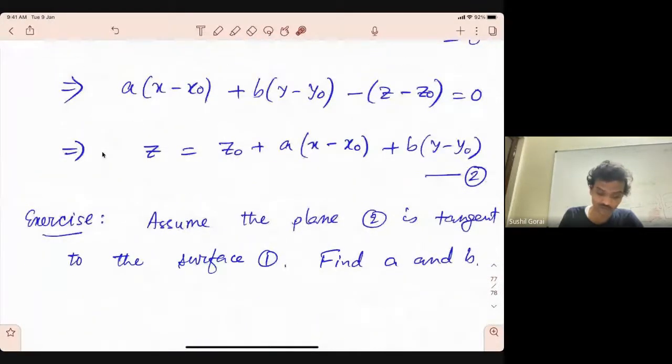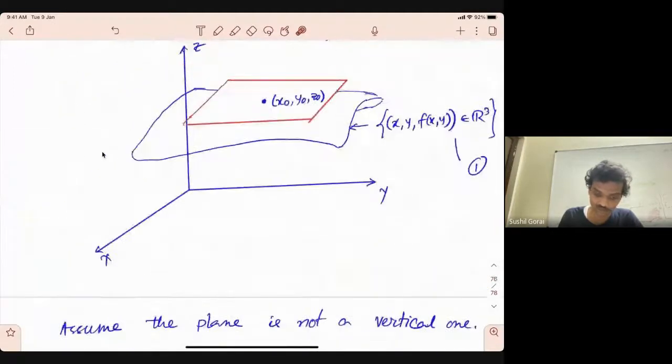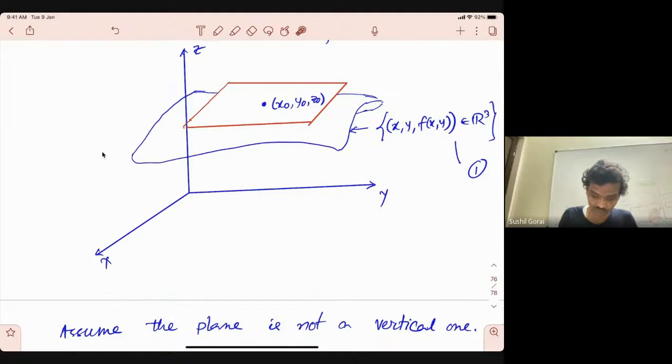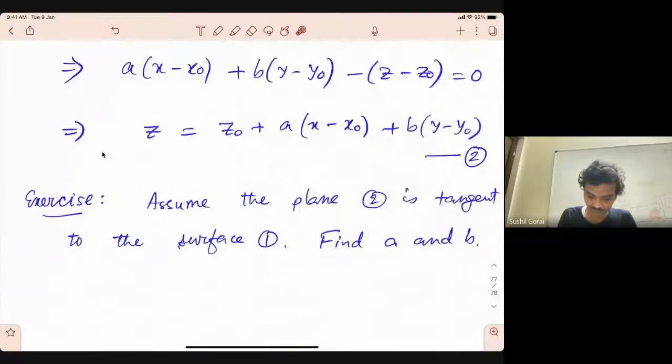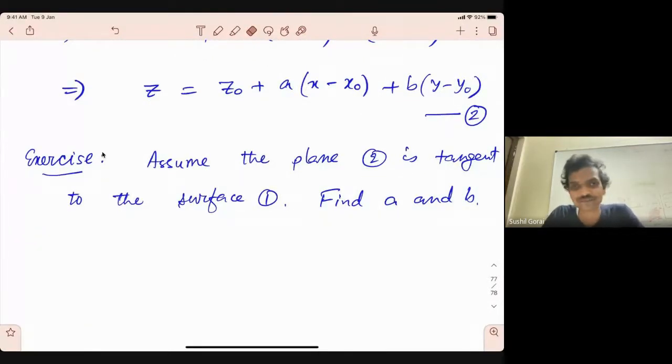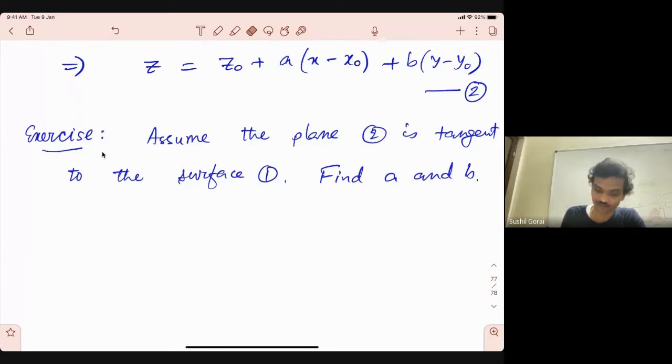Yeah. So, equation of the plane. Equation of the plane which is tangent to a graph. Is this clear? Yeah. So now, how many of you have found this A and B? Did anybody try to find A and B?